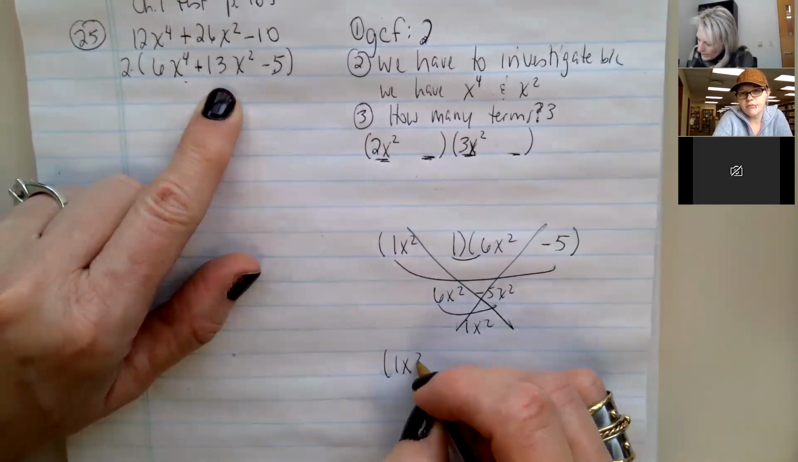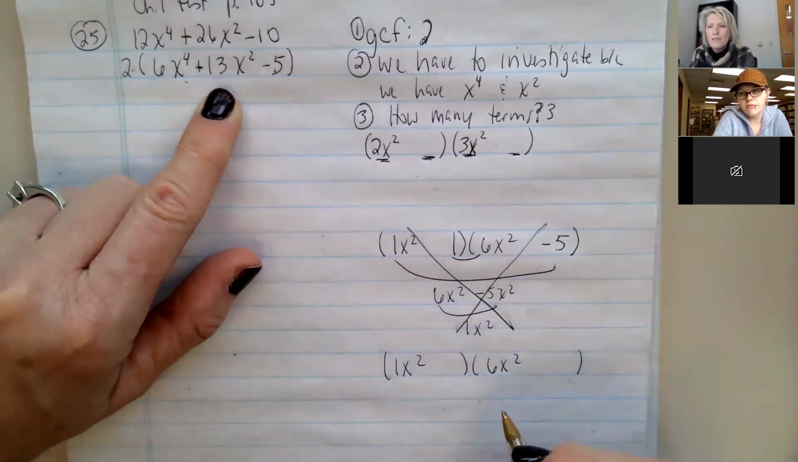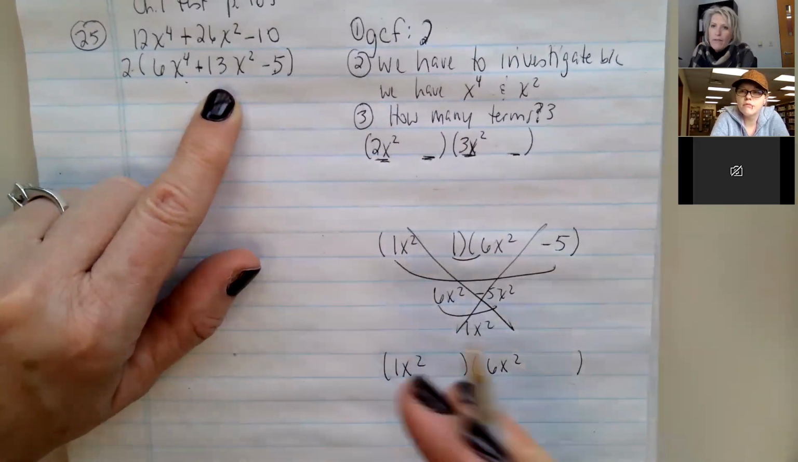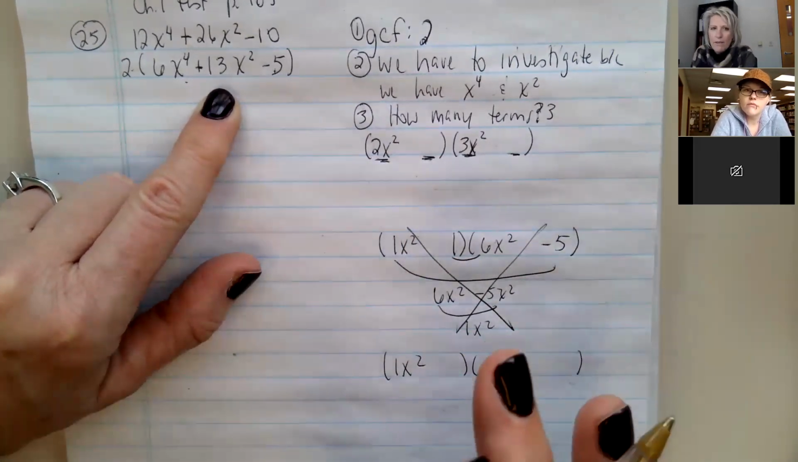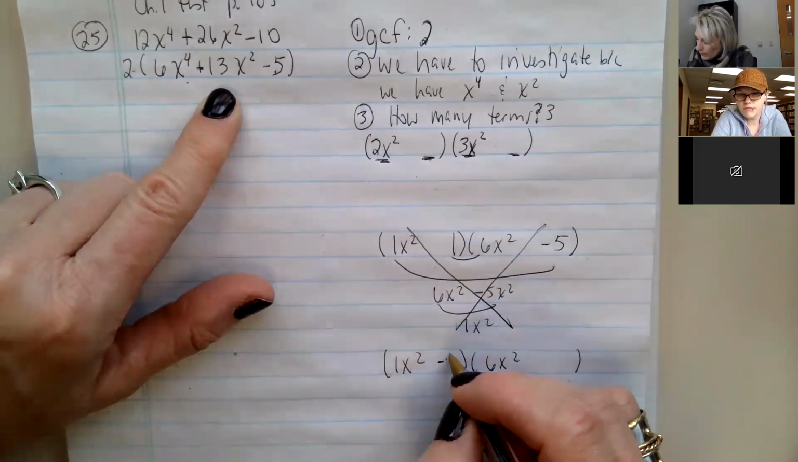But what if we had 1x squared? Math is definitely about trying things and being okay being wrong, and then just trying something else. That's half of what math is about. So that didn't work. But what if I had the minus 5 here?